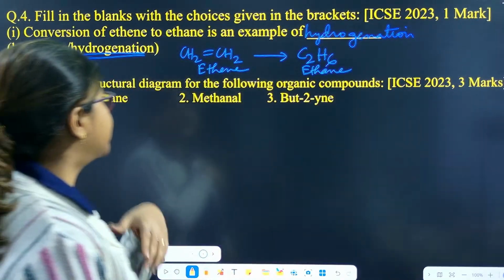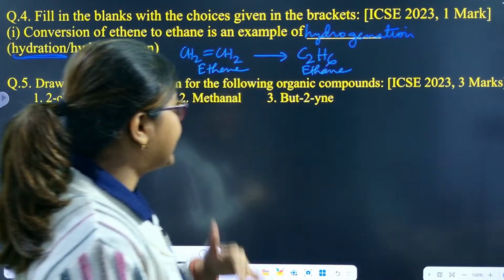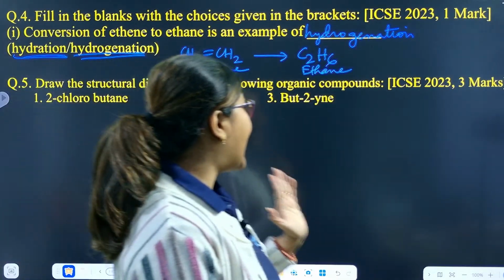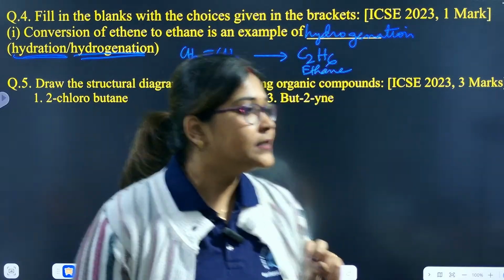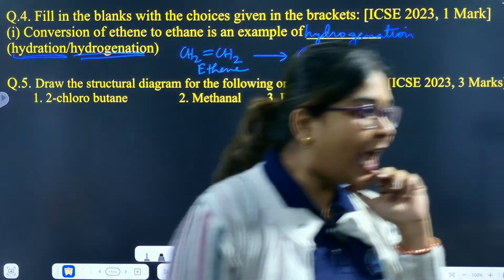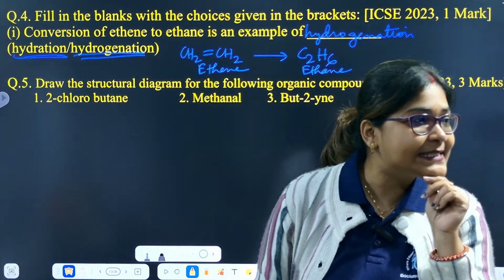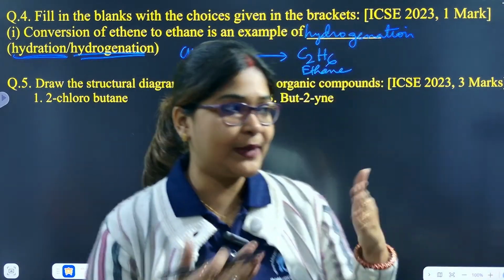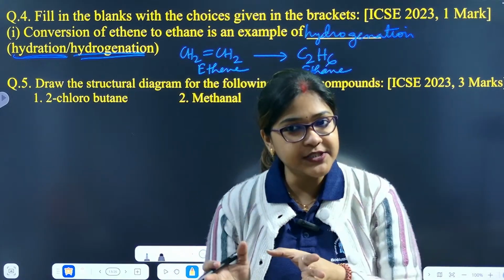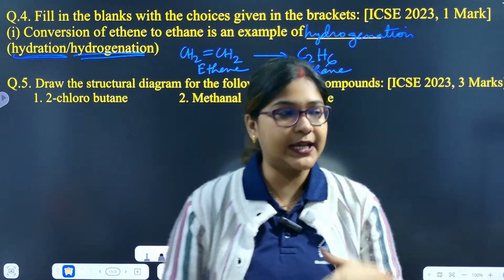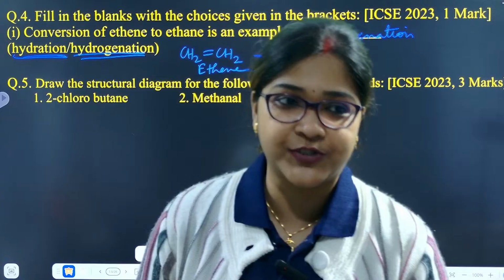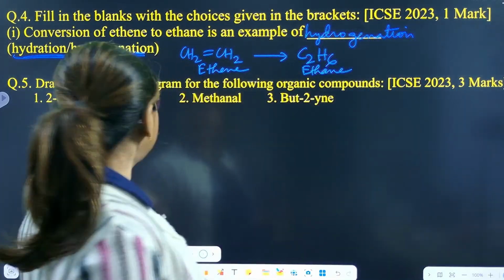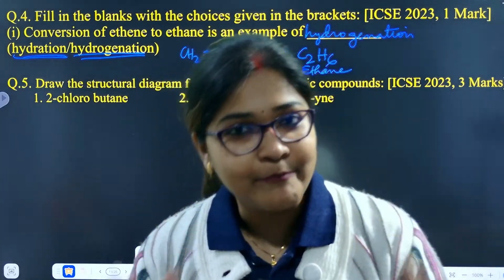Draw the structural diagram for the following organic compounds: 2-chlorobutane, methanol and but-2-yne. Zarur Sheikh, I would like you to please draw the structures. Just draw the structures, take a picture and post it in the chat box, okay? Any one of them, methanol, but-2-yne and 2-chlorobutane. I will be very happy.